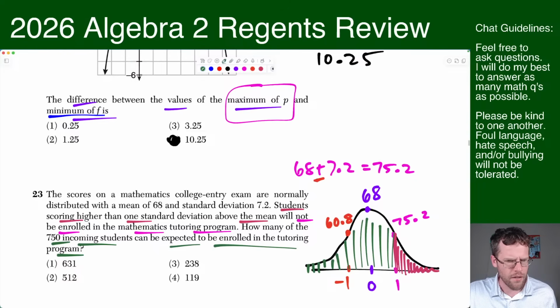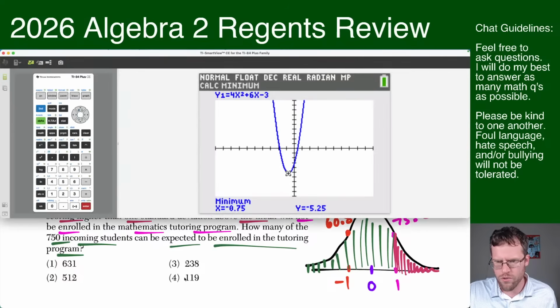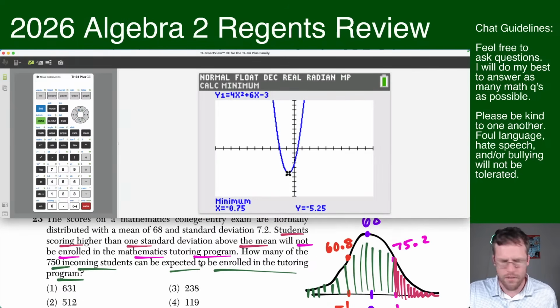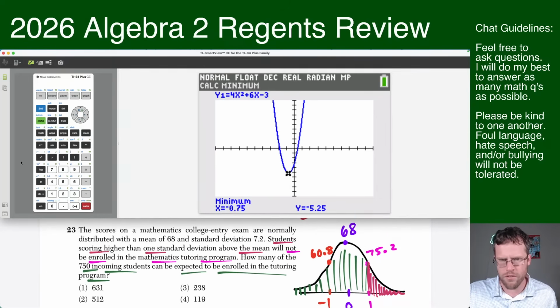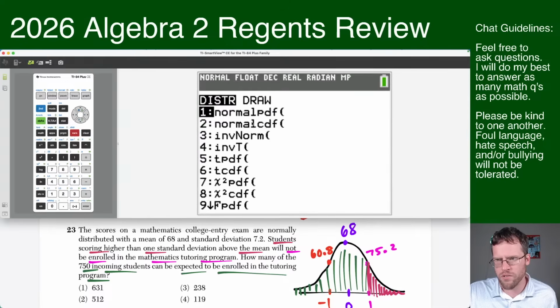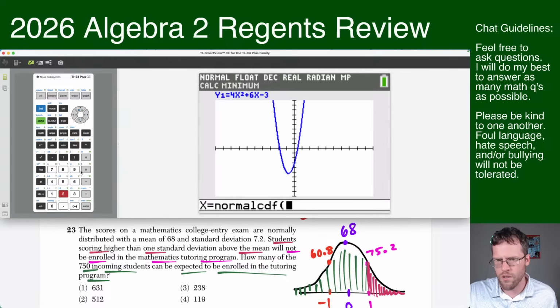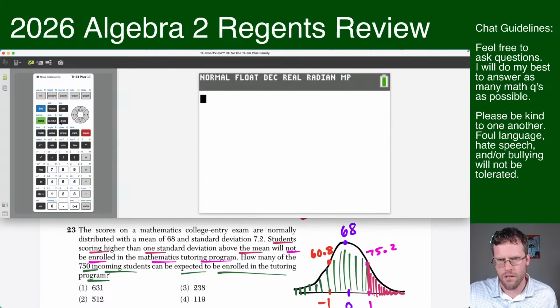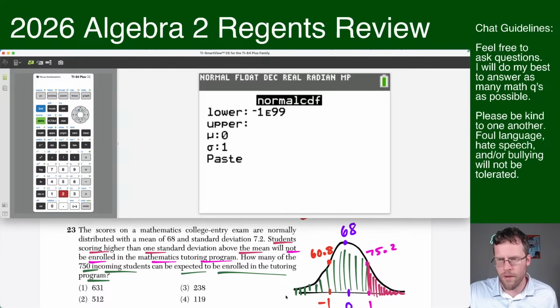But now that we have that, let me zoom out a little bit so we can see. Second vars brings you to normal CDF, option 2. Let me get out of the graph actually. So second vars, normal CDF. For the lower bound, let's pretend they got a 0 on the test. That's the lowest. And then for the upper bound, that would be up to 75.2.